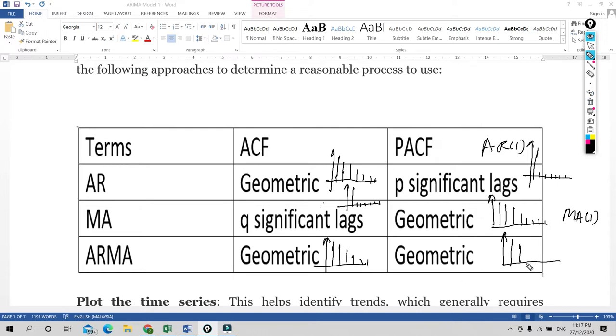Maybe like this. So this is known as an ARMA model. Okay, ARMA model.